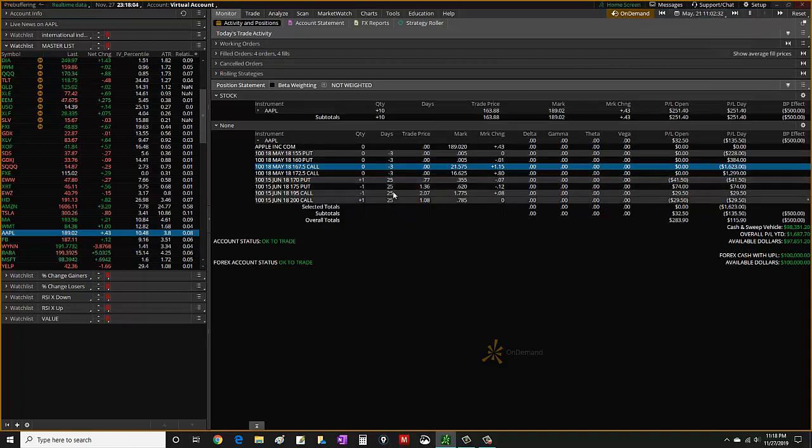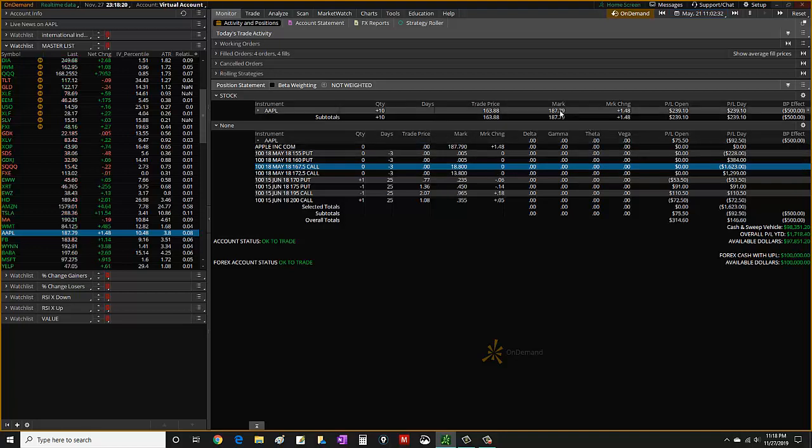We've got plenty of time to adjust our iron condor, and we're at 189 now. We would like to see a little bit of a downward move in the stock. I know that hurts our position here, but as far as our iron condor, we'd like to see a little bit of a downward move, or even a mild up move.